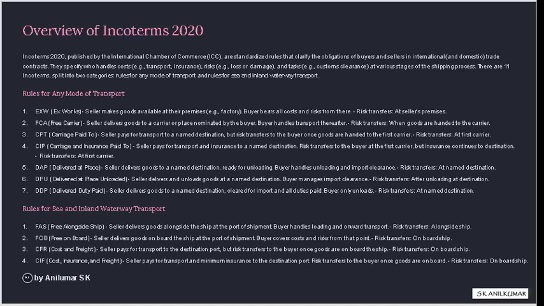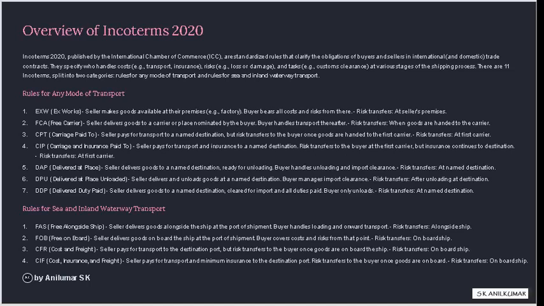Then comes free on board, FOB. The seller delivers the goods on board the ship at the port of shipment. That means the buyer will not pay for loading, but the buyer will pay for all other costs from that point after the goods are loaded. The freight will be paid by the buyer. The risk transfer happens when the goods are placed by the seller on board the ship.